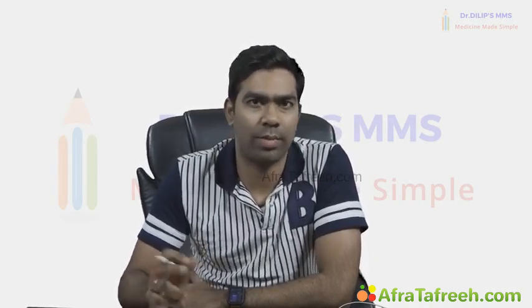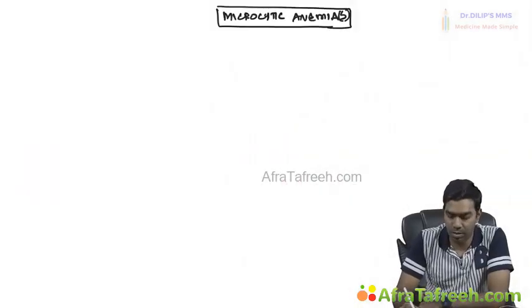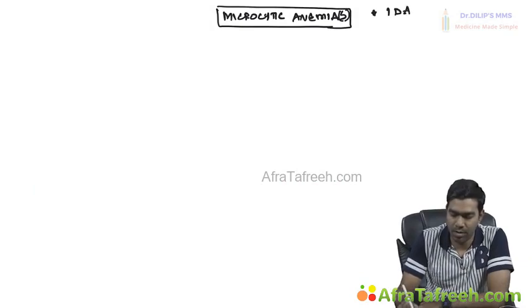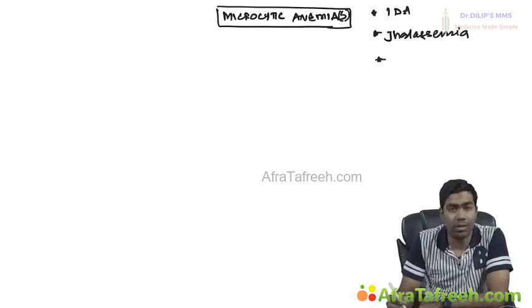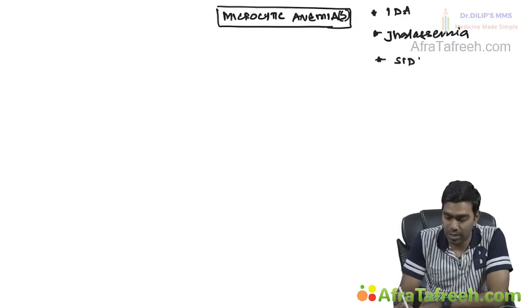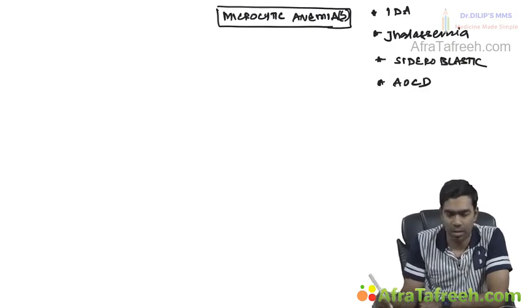In the previous section, we saw a lot on iron metabolism and iron indices, but in this particular section, we are going to concentrate on the microcytic anemias. You have 4 microcytic anemias to be basic. You have iron deficiency anemia, you have thalassemia, and you're going to have sideroblastic anemia, and you're going to have something called anemia of chronic disease. So these are the 4 classic microcytic anemias.